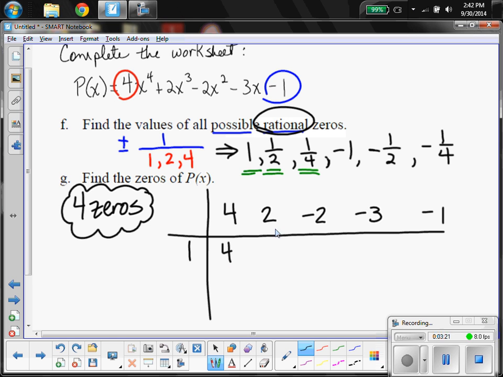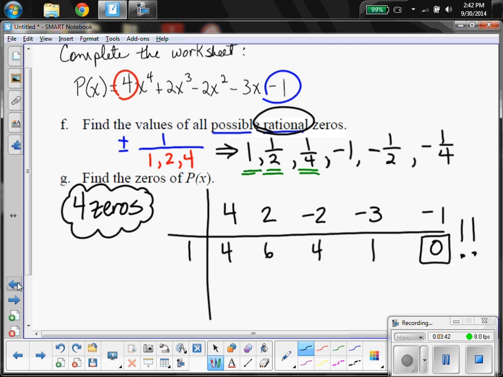4 times 1 is 4, plus 2 is 6. 6 times 1 is 6, minus 2 is 4. 4 times 1 is 4, minus 3 is 1. 1 times 1 is 1, minus 1 is 0, and hot dog, that is exactly what I was looking for.